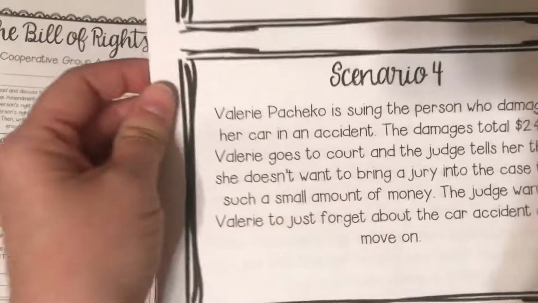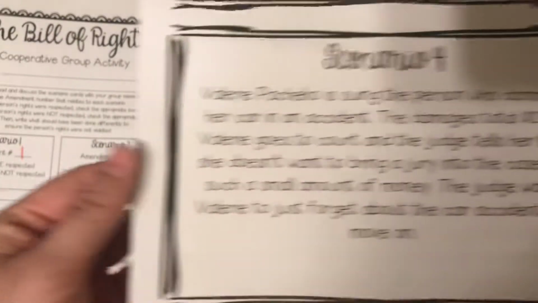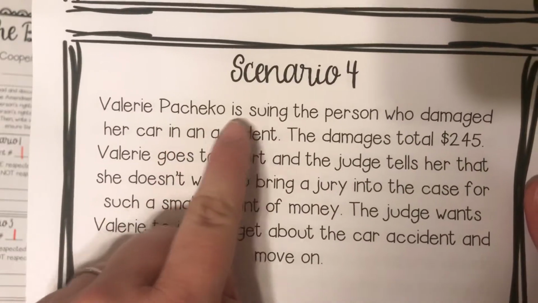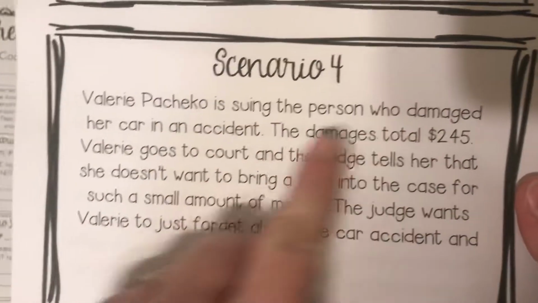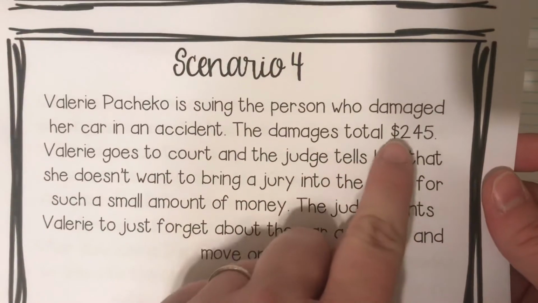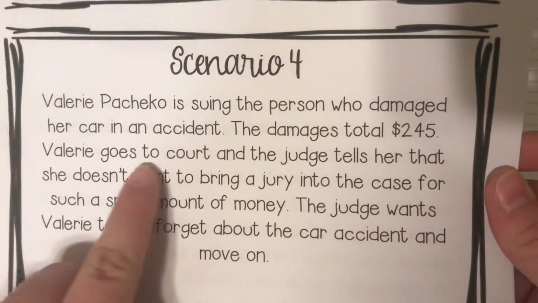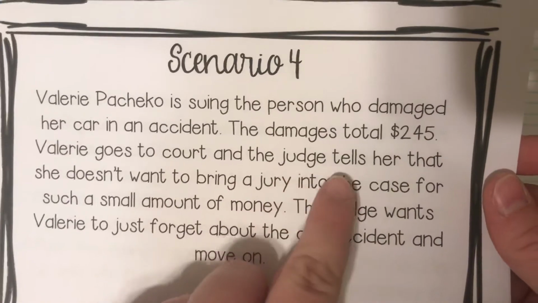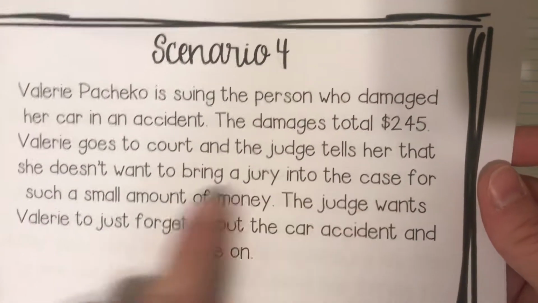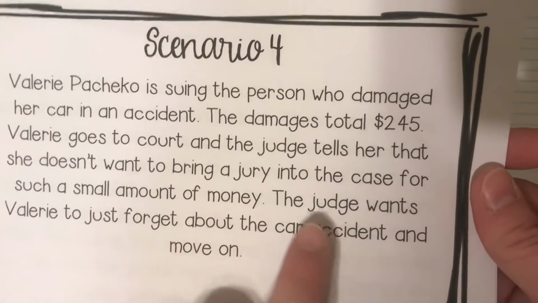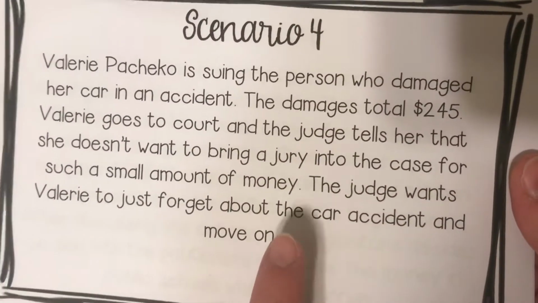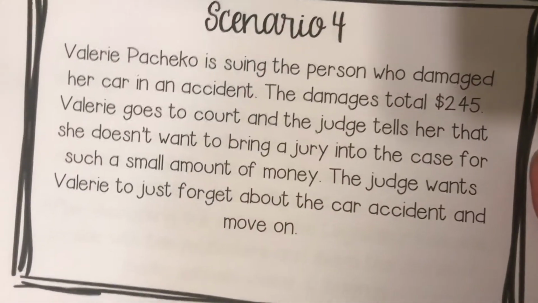Now moving on to number 4. This was assigned to one group of students, so we'll see where they got with this one. Scenario number 4, Valerie Pachenko is suing the person who damaged her car in an accident. The damages total $245. Valerie goes to court, and the judge tells her that she doesn't want to bring a jury into the case for such a small amount of money. The judge wants Valerie to just forget about the car accident and move on. It doesn't sound like this judge knows the laws very well.